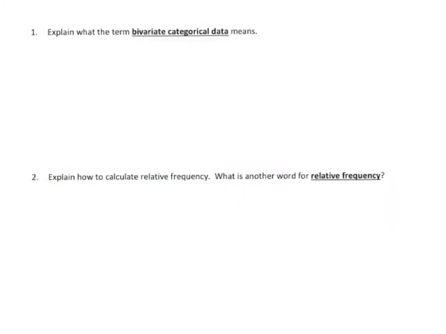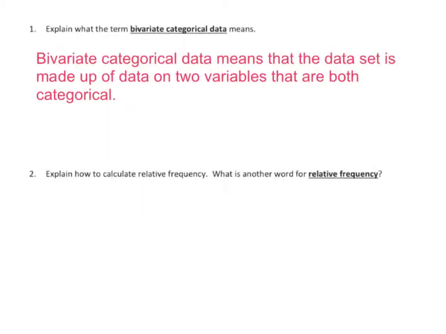Question 1. Explain what the term bivariate categorical data means. Bivariate categorical data means that the data set is made up of data on two variables that are both categorical.